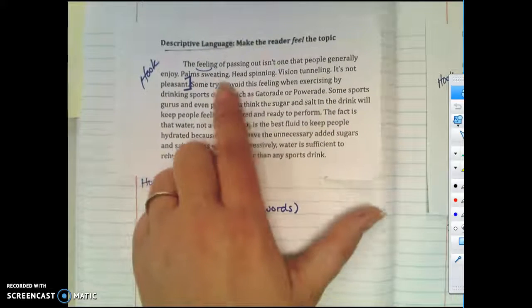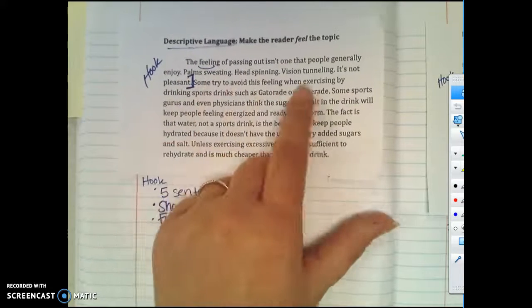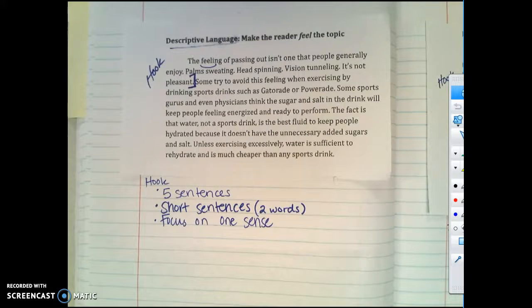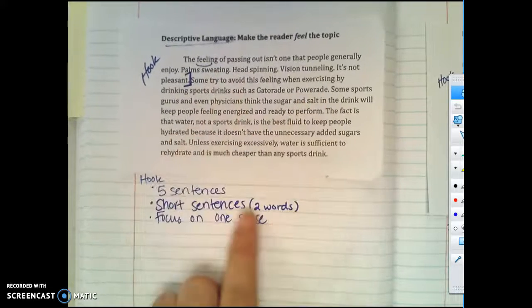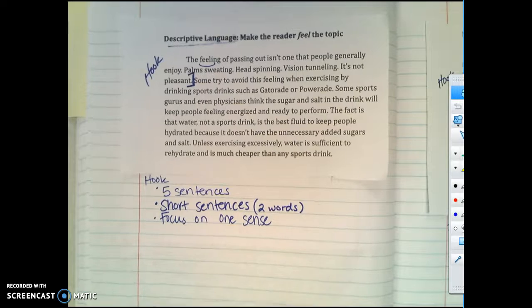The other thing we want to notice is the short sentences, 2-word sentences. Palm sweating, head spinning, vision tunneling. That's a really important characteristic of this type of hook. So when you practice it, I want to see these. Okay? And then the other thing you can do is just focus on a sense.